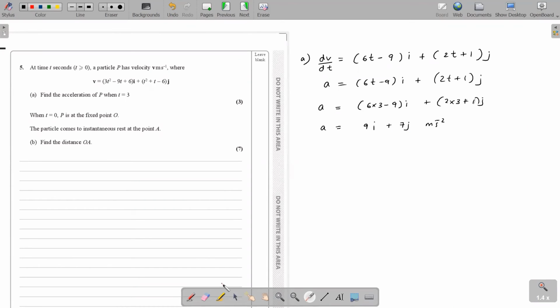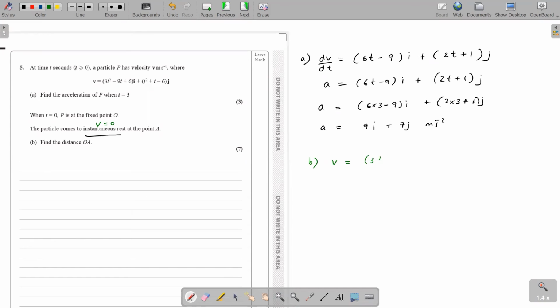Part B, they say when t equals 0, P is at the fixed point O. The particle comes to instantaneous rest at the point A. Find the distance OA. Basically, at time 0 you are at the origin. The particle comes to instantaneous rest means the velocity becomes 0, right? First, shall we find the time when it comes to instantaneous rest?